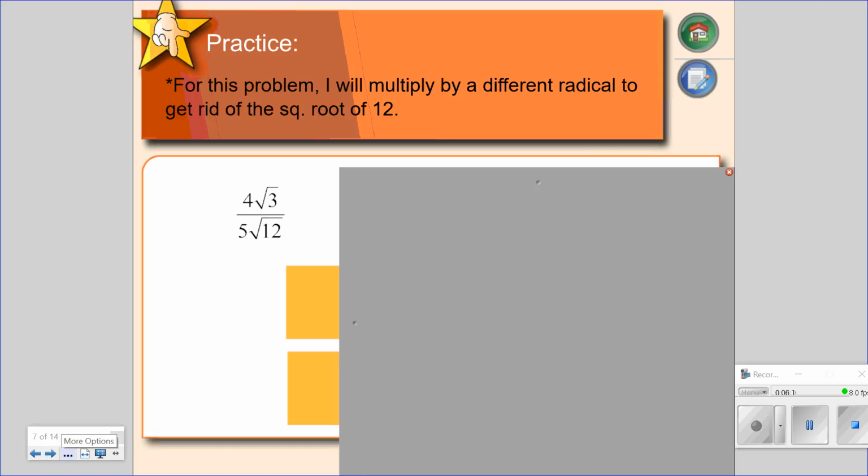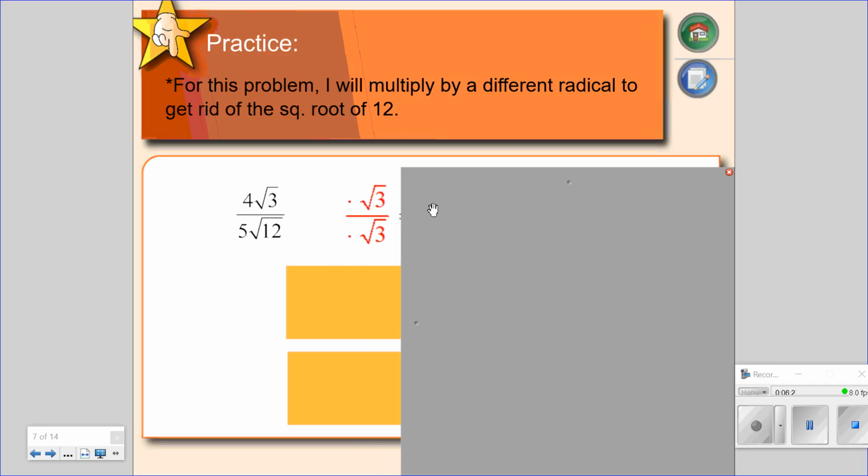All right, so for this example, you could do the same thing we just saw in the last one and just multiply the top and the bottom by the square root of 12. However, I'm going to show you that I'm going to only multiply the top and bottom by the square root of 3. And there is a reason why I'm going to use just the square root of 3. Like I just said, if you multiply by the square root of 12 on top and bottom to get rid of that radical, you are completely correct.